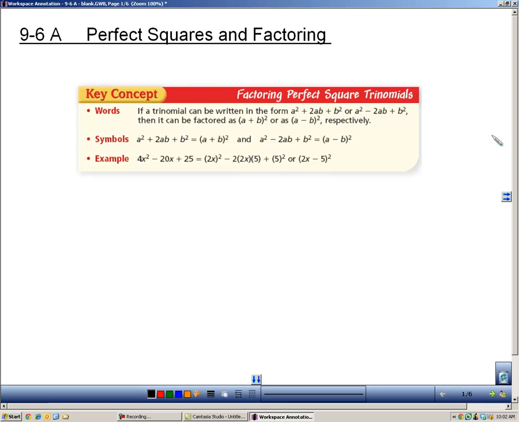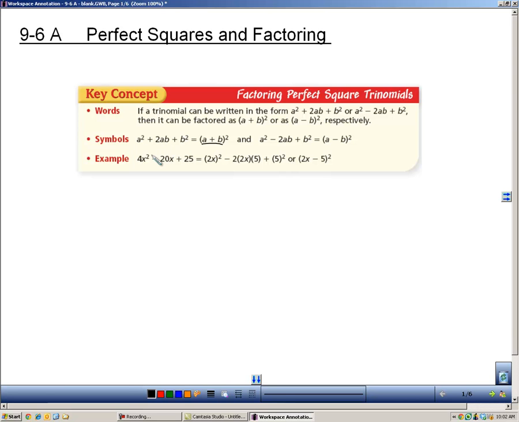Section 96A is about perfect squares and factoring. If you think back to Chapter 8, you'll remember that we learned how to multiply a binomial that was squared, and we used a special pattern that looked like this. You remember that we square the first term, square the last term, and we take 2 times the first times the last in the middle.